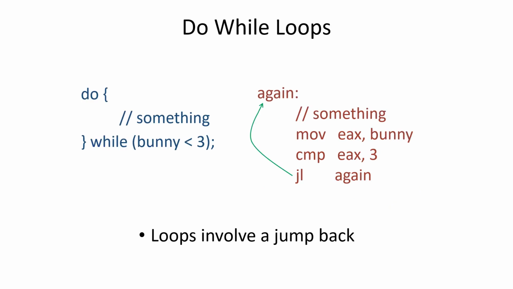Here's do while, very similar to a while loop, but the comparison is at the end. And then we jump back. Notice that the comparison follows the same logic. This is a jump if it's less than, and this is also a jump less than. In this case, we are continuing the loop if this is true.